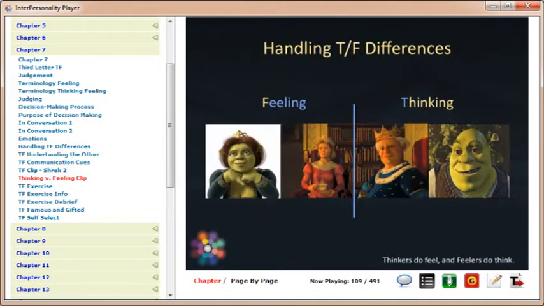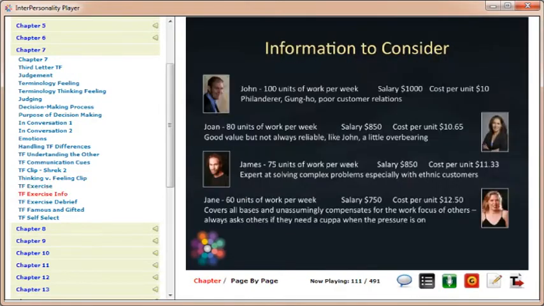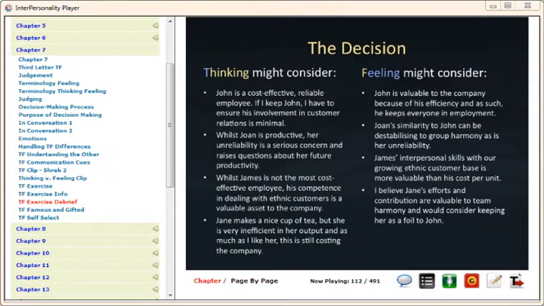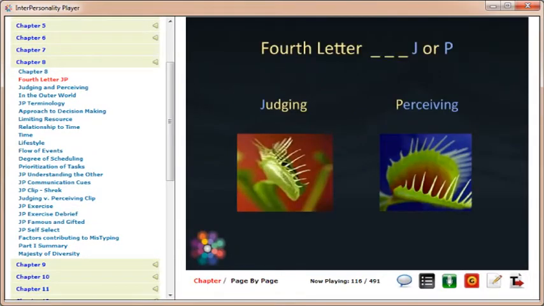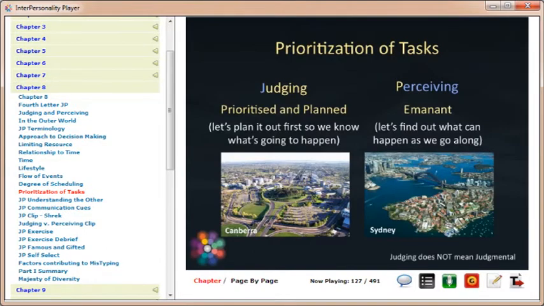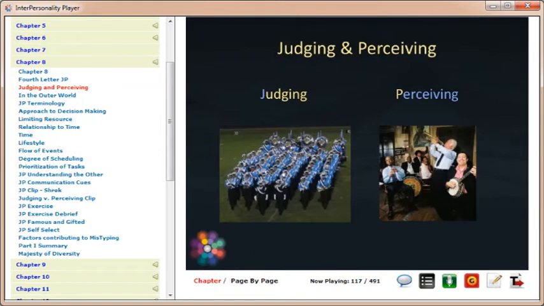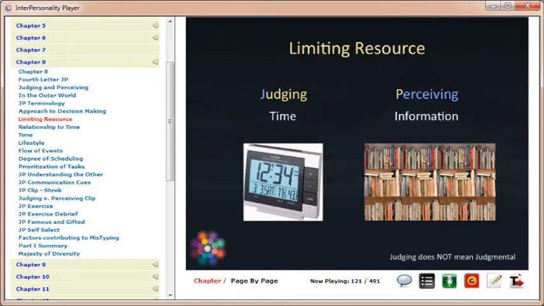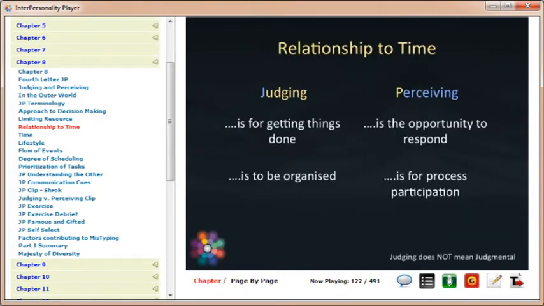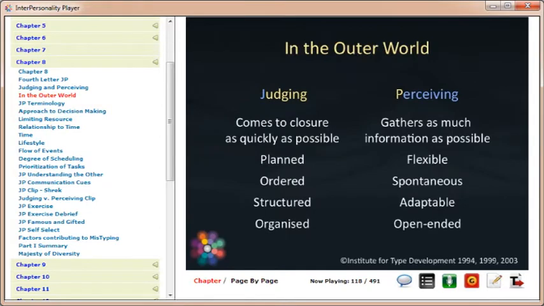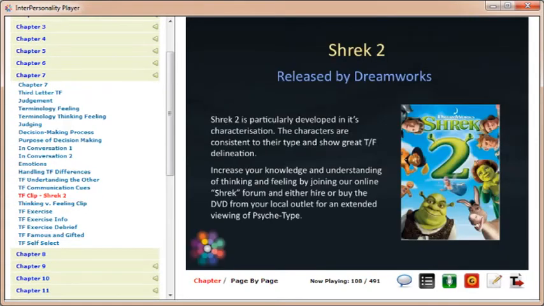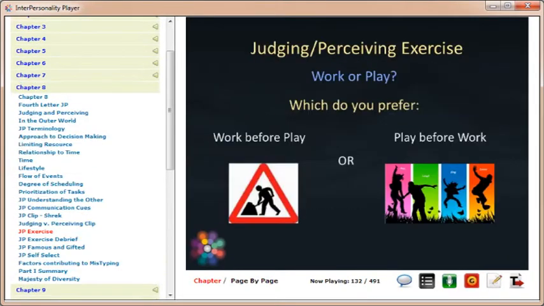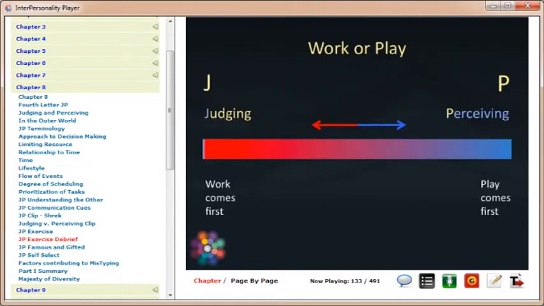An entertaining video clip demonstrates the frustrations of thinkers and feelers, and an exercise will help you work out your own preference. In Chapter 8, you'll learn about the J or P at the end of your Psyche-Type code, which determines whether you prefer to remain open to all possibilities or to achieve goals by committing to a plan. In this chapter, you'll learn about how J's and P's approach time, decision-making, planning, and lifestyle. There's a clip showing J and P in action and an exercise to help you work out your own preference.